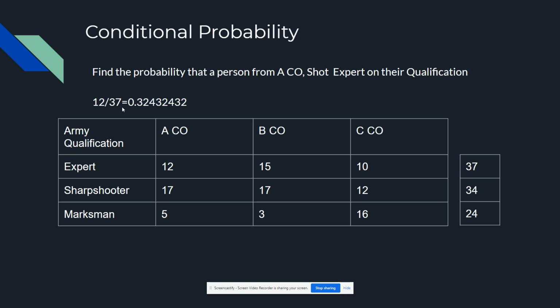So with these two, we're going to take 12 divided by 37, which is going to give us a decimal. And then we're going to simplify that. In this case, we're not rounding up. We're staying the same to our fourth digit. And then we're going to convert that into a percent so that we can see what the percentage is that we will choose a person from ACO that is an expert. And that is 32.43%. That is an example of a conditional problem.